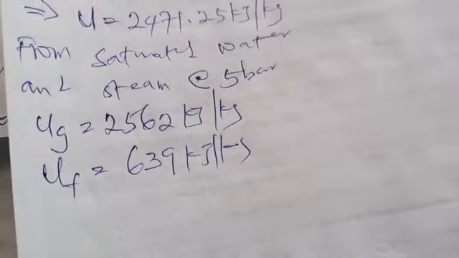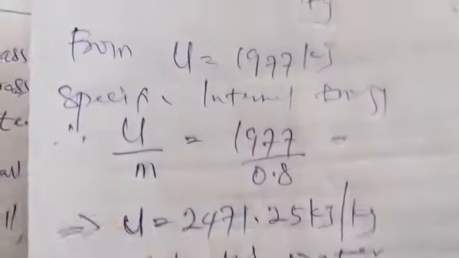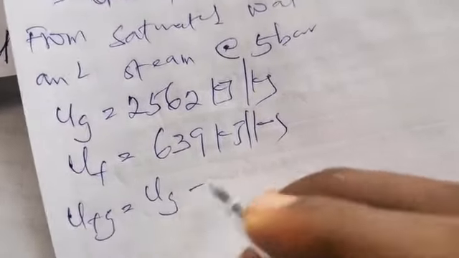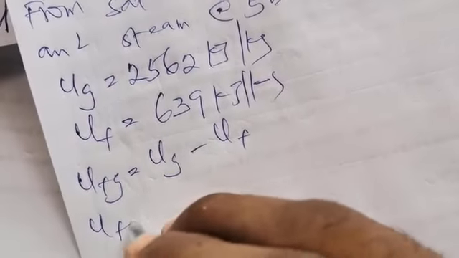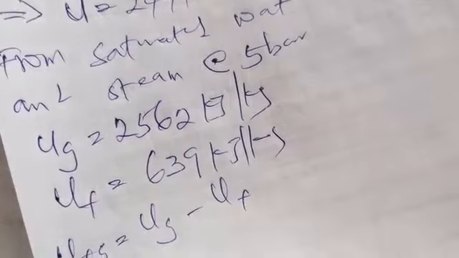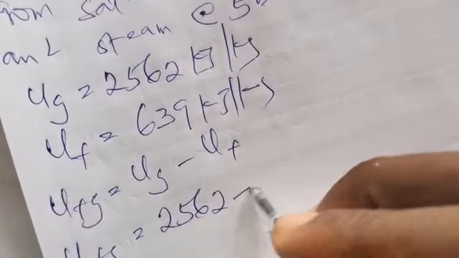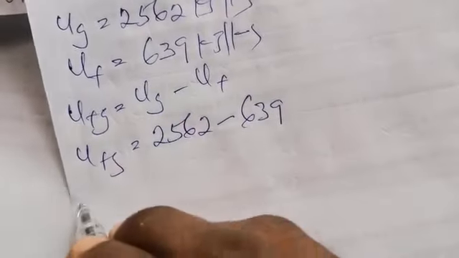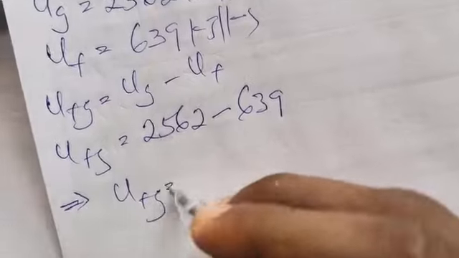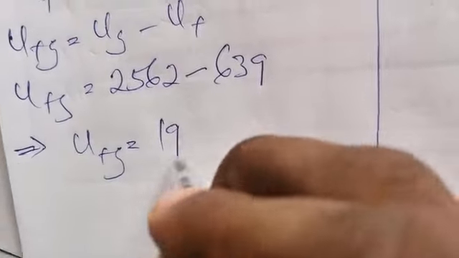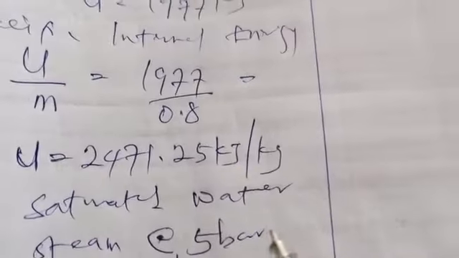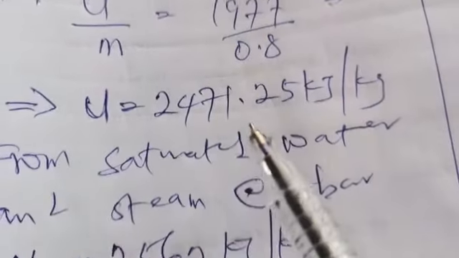If we know this now, we can find the value of the dryness fraction. Of course, UFG is simply UG minus UF. UG is 2562 minus UF, which is 639. So this implies that UFG is equal to 1923 kilojoules per kilogram.